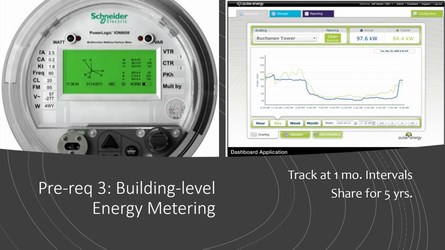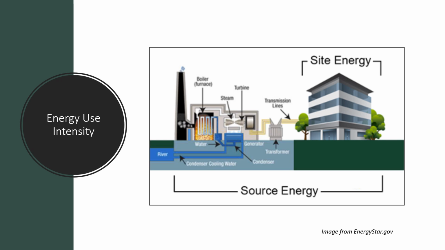Utility-owned meters can be used. You will need to commit to sharing energy use with USGBC for a 5-year period. Energy consumption must be tracked at least in 1-month intervals. The tracking and sharing periods of time are most important. It's important to know the different types of energy.